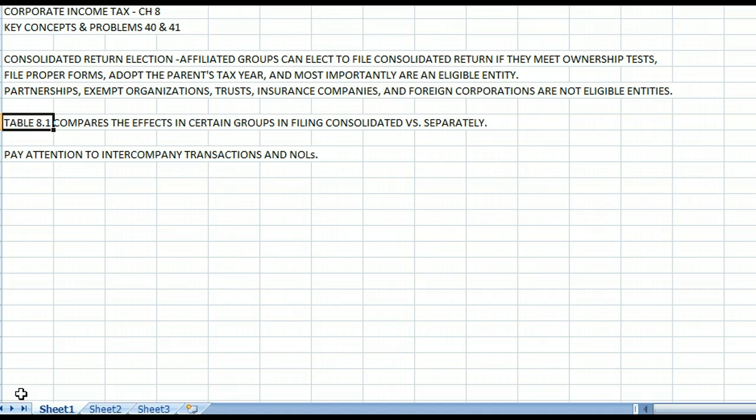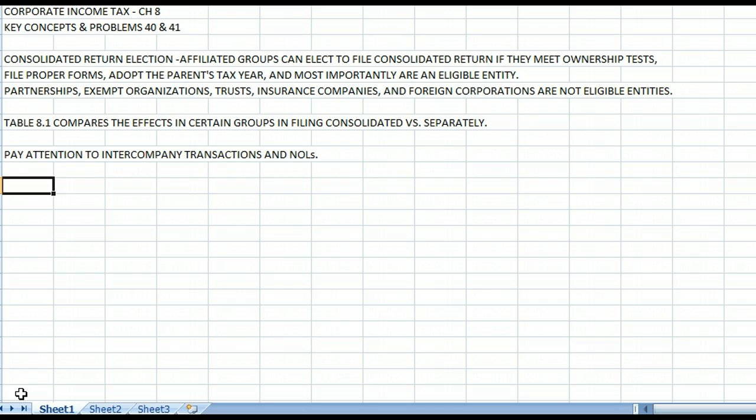Table 8.1 compares the effects in certain groups of filing consolidated versus separately, so you may want to pay attention to that, in particular where it talks about intercompany dividends and other intercompany transactions, which I made a note to you to pay attention to, and the rules in regards to NOLs. With that being said, let's go ahead and jump to problem 40.